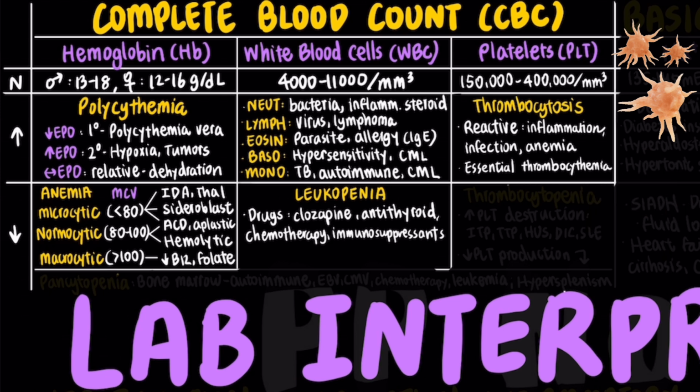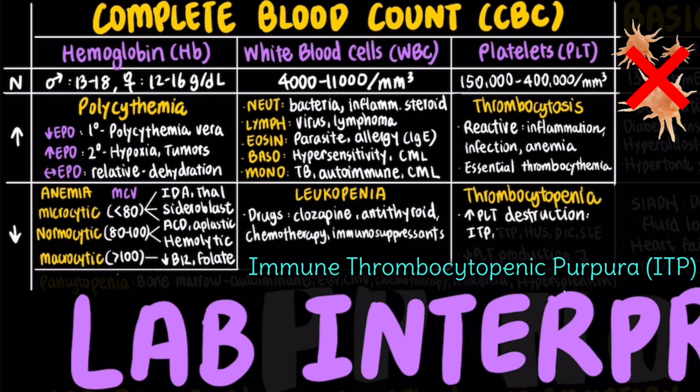Low platelets or thrombocytopenia can result from a few different mechanisms. One is platelet destruction. This includes conditions like ITP, which stands for immune thrombocytopenic purpura. It's an autoimmune disorder where the body produces antibodies that destroy its own platelets.